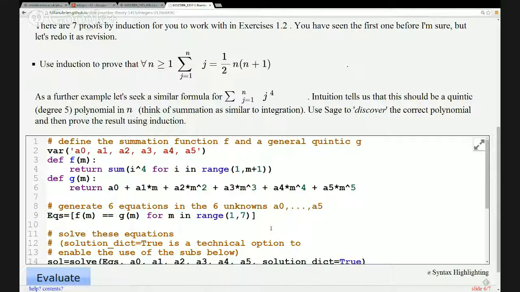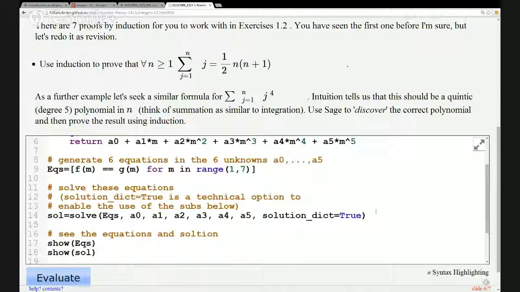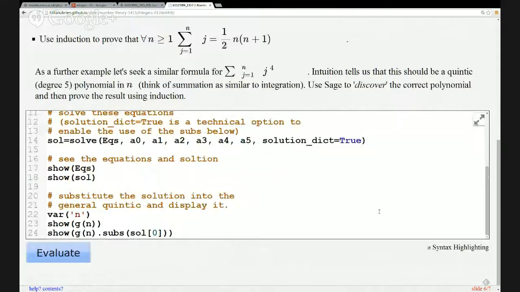So this command here sets the EQS variable, the equations variable, to be this set of 6 equations. And then I basically ask the computer to just solve the equations with respect to the 6 variables. And there's a bit of programming nonsense here. Solution dictionary equals true. I store what's called a solution dictionary in this variable here. And then I just want to show the equations and show the solution. And again, this is just a bit of programming gubbins, but basically substitute the solution back into the polynomial.